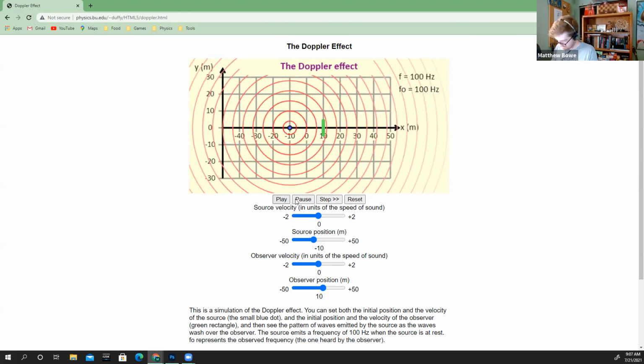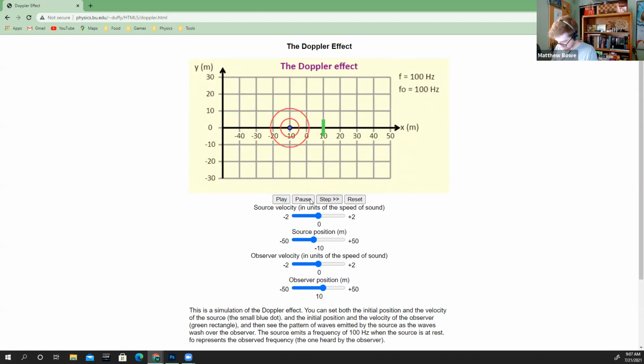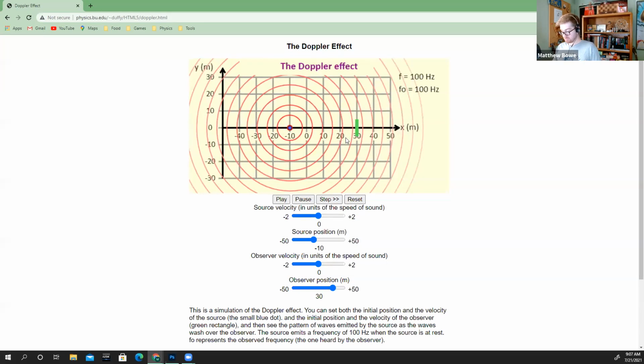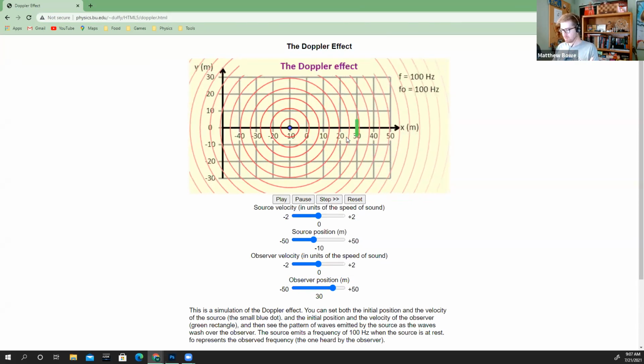Now, let me reset, pause. Let me move the observer. It's right here. That'll be more helpful. So the observer is hearing something as it should be.